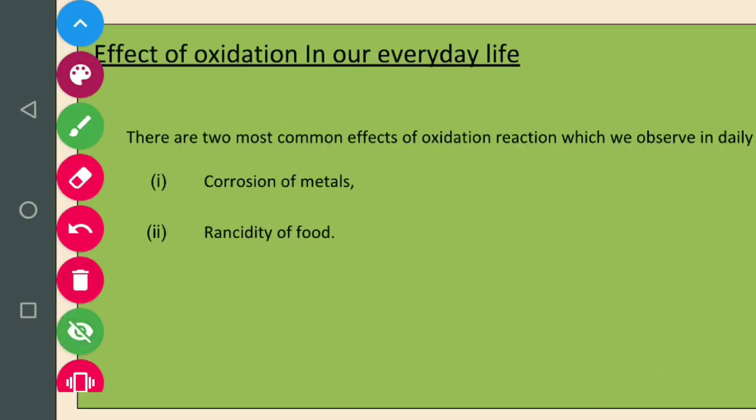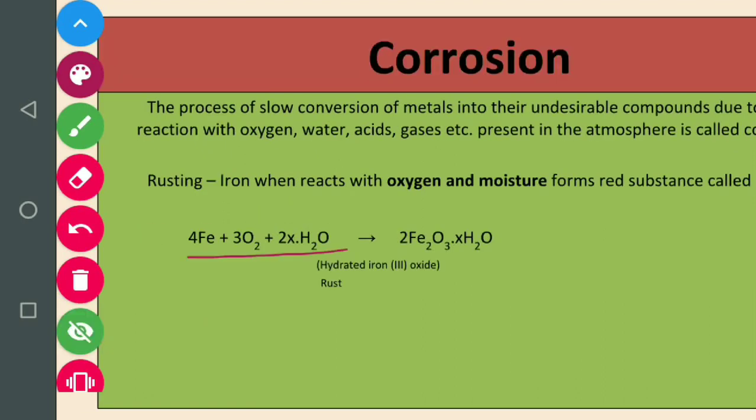Now next is the effect of oxidation in our everyday life. Mainly there are two most common effects of oxidation we observe in our daily life. First is corrosion of metal, second is rancidity of food. Now, corrosion of metal.